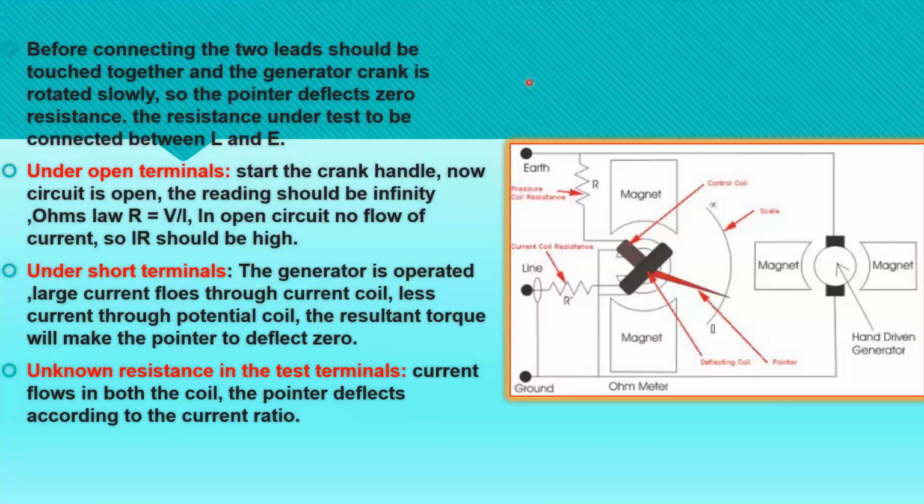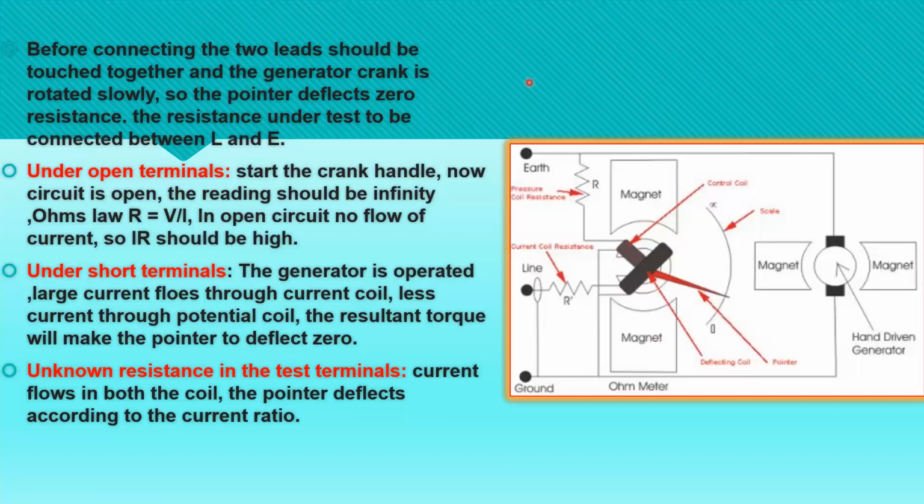Next, short terminals. The testing terminals are shorted. So now what will happen? The generator is operated at a constant speed, so it is going to produce a constant voltage that will flow through the current coil, with less current through the potential coil. The resultant torque will make the pointer deflect to zero. So now the resultant torque is producing the pointer deflection to the zero position. This is the second condition.